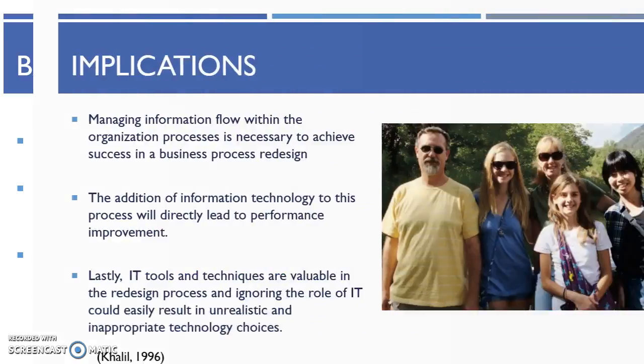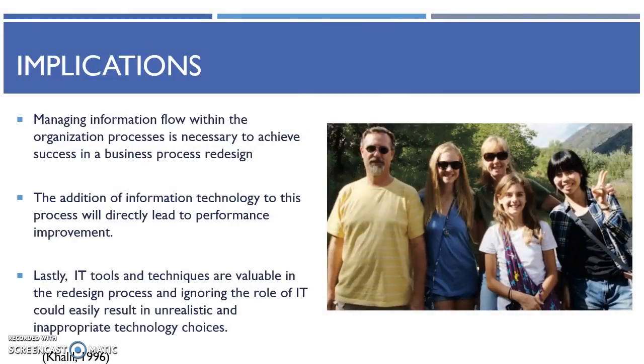The implications of the business redesign process is that managing information flow within the organization processes is necessary to achieve success in business process redesign. The addition of information technology in this process will directly lead to performance improvement because information technology discussed in previous slides will eliminate unnecessary steps and allow staff to process more applications in a timely manner. However, it is necessary that processes are redesigned first. Information technology tools should only be applied to the new processes after they have been redesigned.